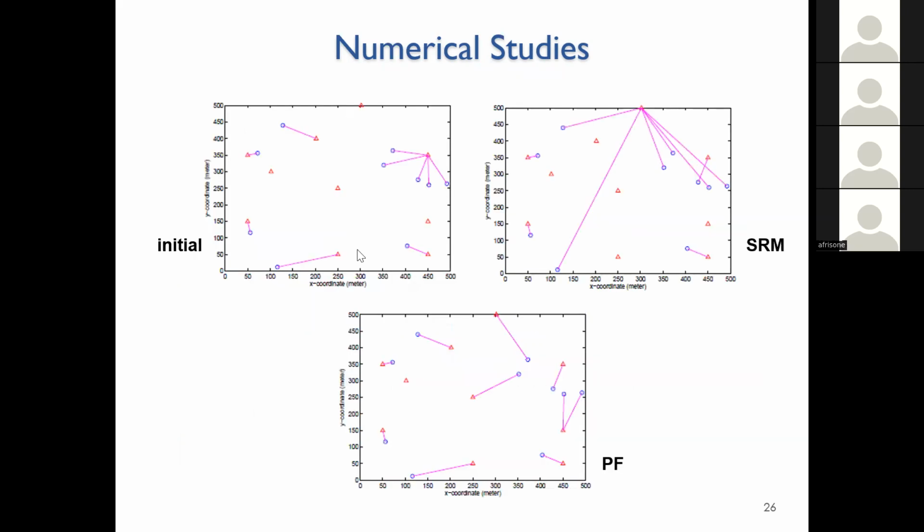Initially, this is the problem to solve. The red triangles mean the base stations. The blue dots mean the smartphones. The pink links mean the association. So this is what happened in your network, let's say in Paris, just arbitrary. In this, you would like to see what happened. Of course, this is not optimal. You will see this is what happened at the end if you consider the proportional fairness utility.